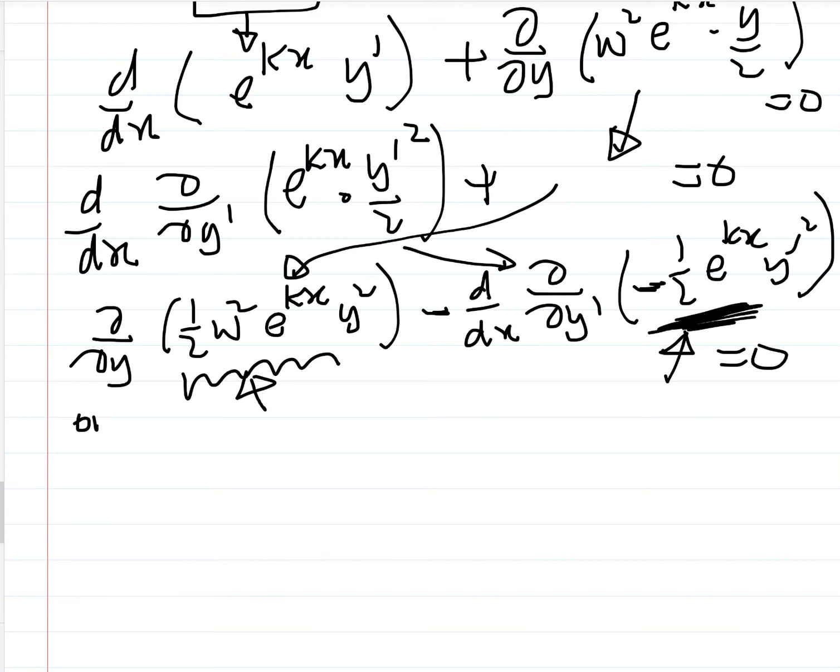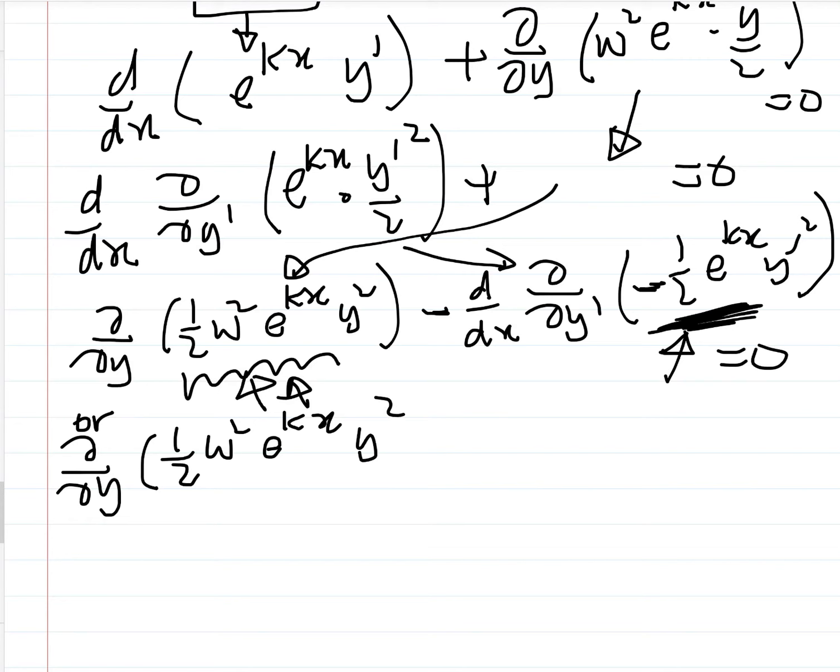So, watch this. I'm going to take the first term, that term, and I'm going to add in a term, a constant, but a specific looking constant. This is a half omega squared e to the kx y squared. I haven't changed anything, but I'm going to add this constant, minus a half e to the kx y dash squared. If I differentiate this term with respect to y, I get 0. So I haven't introduced any significant term.